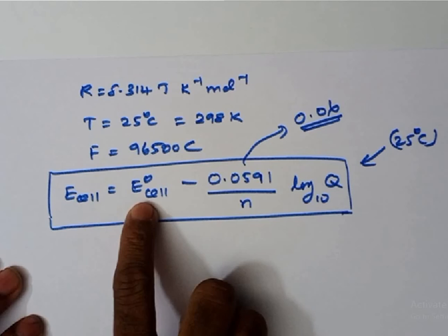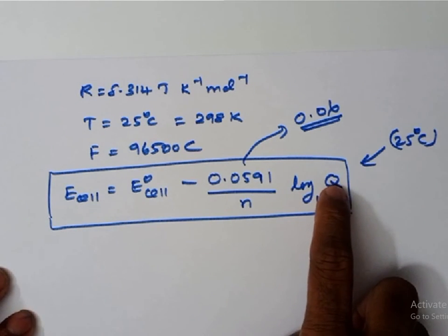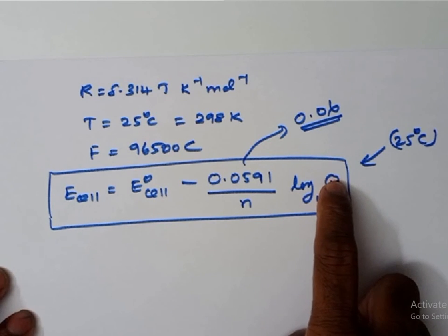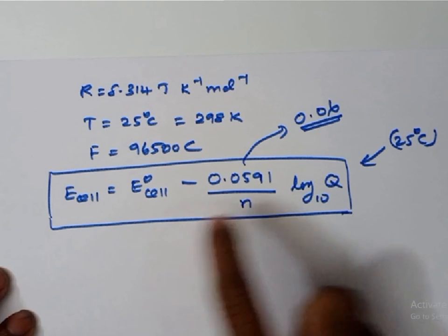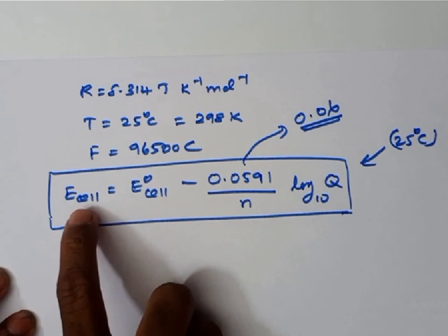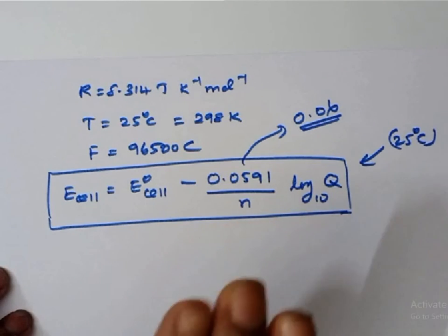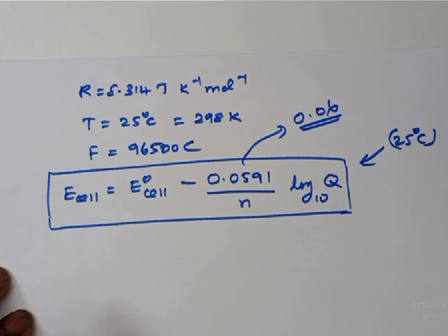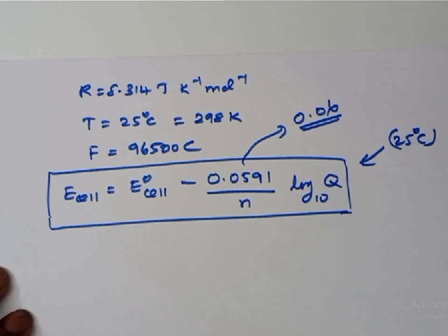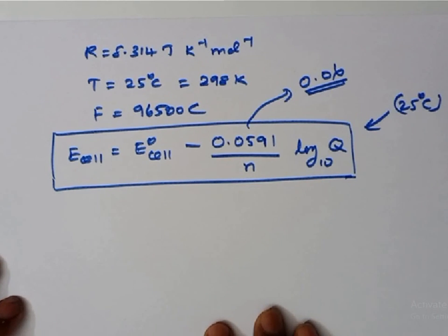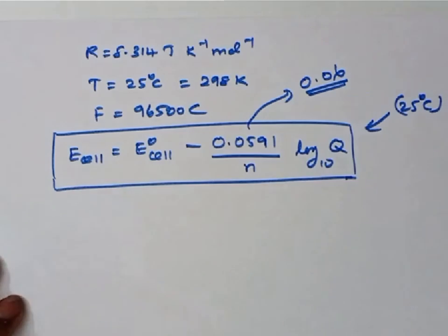So if you know the standard cell potential of the cell, and if you know the concentrations of the species involved in the cell before attaining equilibrium, and if you know the number of moles of electrons transferred in the overall reaction, then you can calculate the cell potential using this relation. But if you want to calculate cell potential, you require these data. Now, students, the Nernst equation can also be applicable for an electrode reaction.